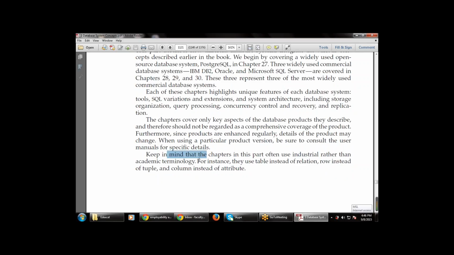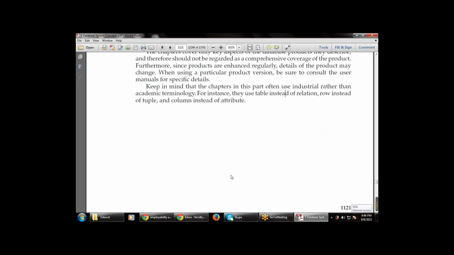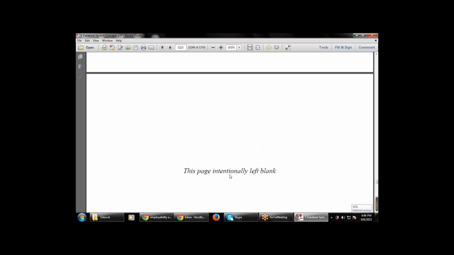So keep in mind that the chapter often uses the industrial rather than the academic terminology: relation, tuple, and column instead of attribute.